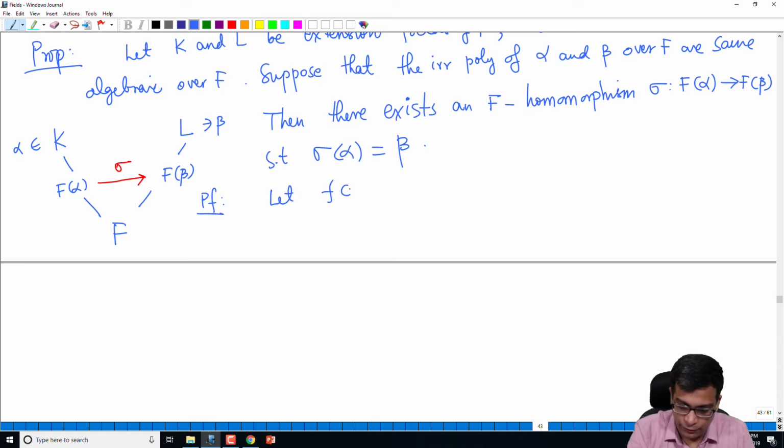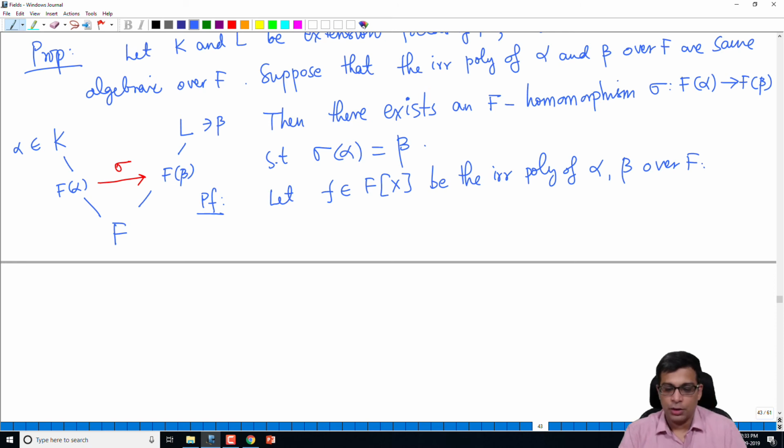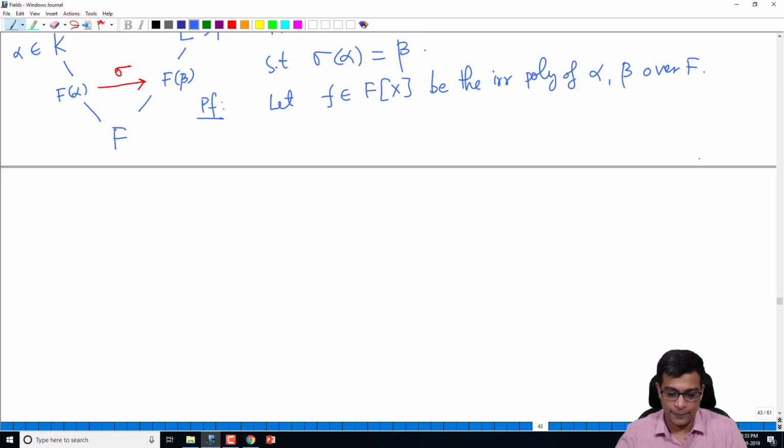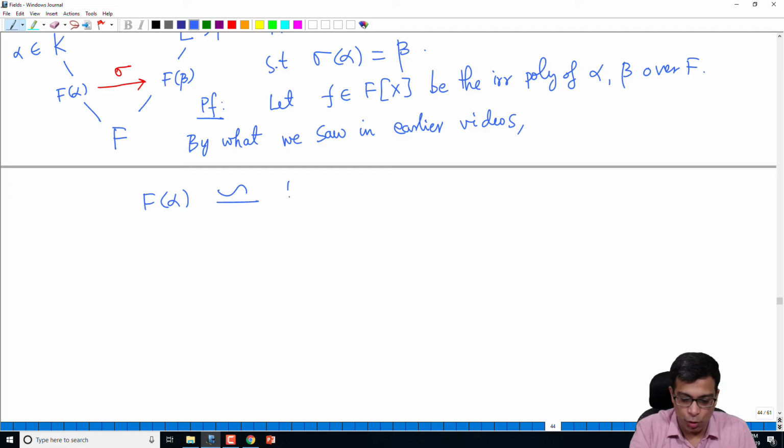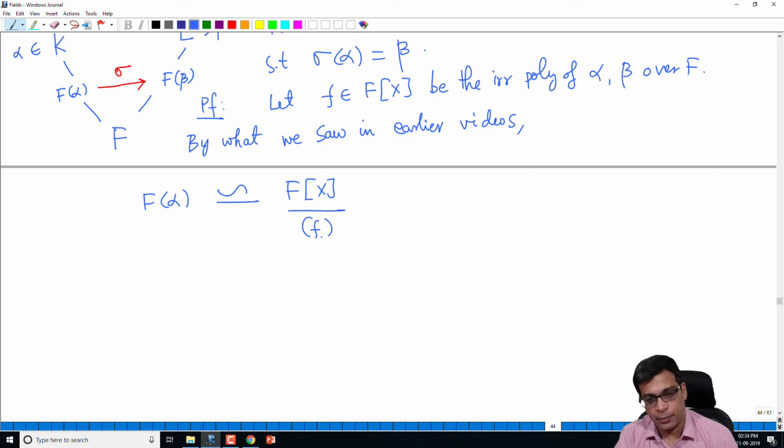Let small f in capital F[x] be the irreducible polynomial of alpha, beta over capital F. The hypothesis is that both alpha and beta have the same irreducible polynomial. Let us call that f. Then by what we saw earlier, we know that F(alpha) is isomorphic to the polynomial ring F[x] modulo the maximal ideal generated by f.